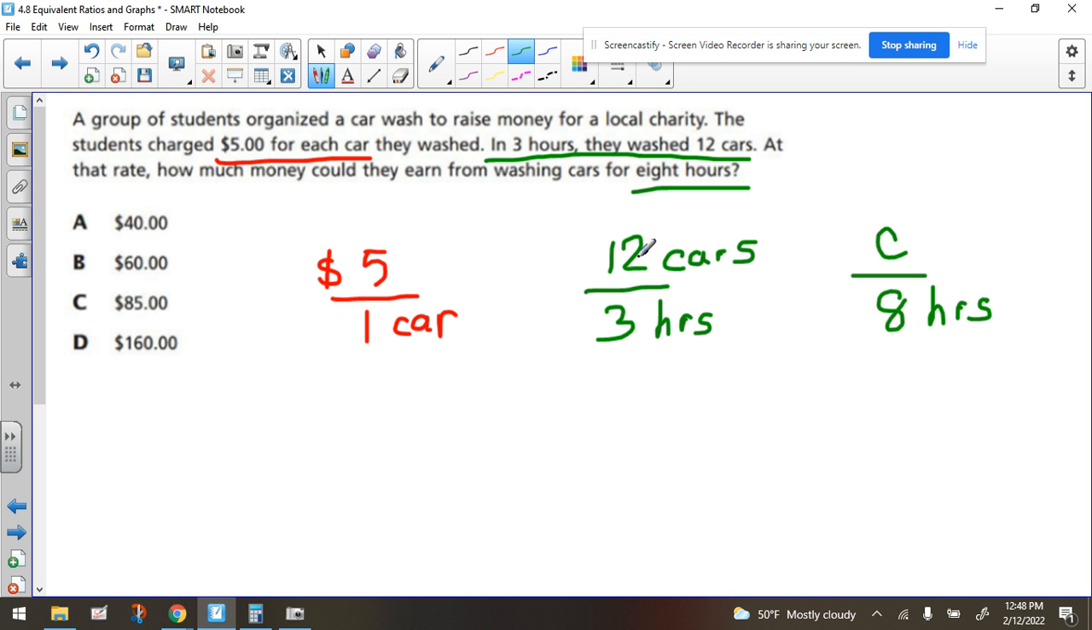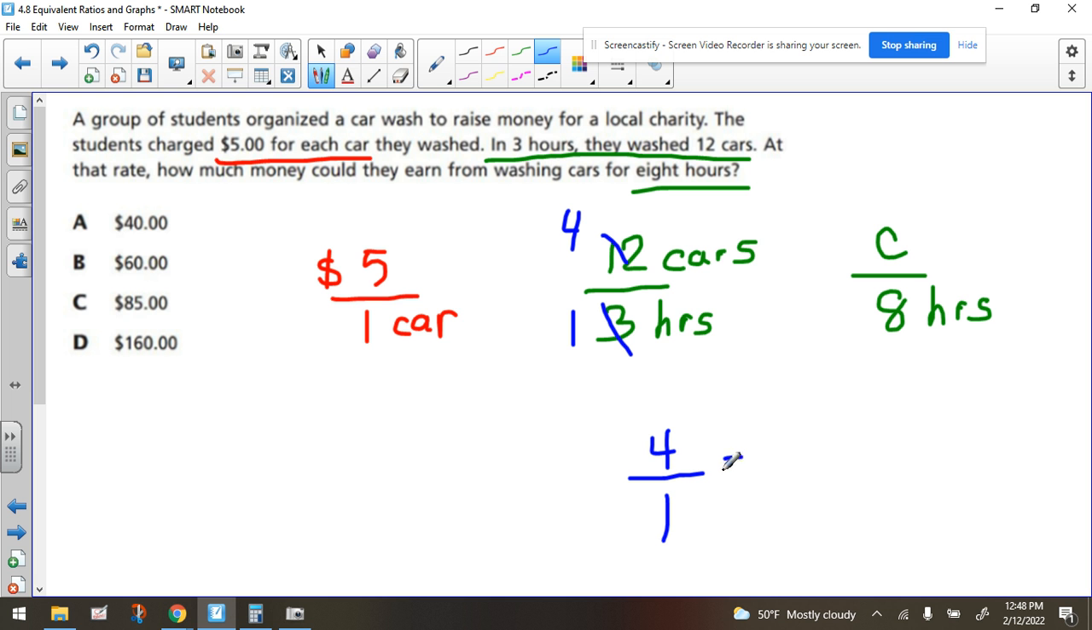Now, why do I say that? Because we could simplify this ratio. We could simplify. 3 goes into both of these. 3 goes into 3 once. 3 goes into that 4 times. So what are we looking at? We're looking at 4 cars per 1 hour that they're washing.